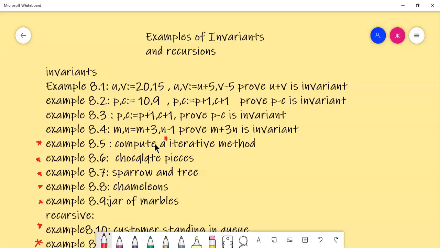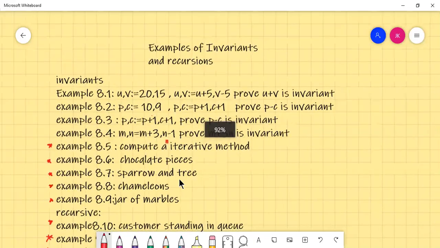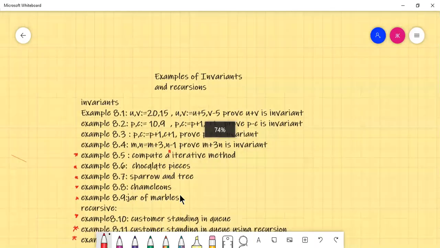This I've told in the last class. Chocolate pieces I've told in the last class. Today I'll be sending a video for this example, and chameleons have already been explained. Jar of marbles, again I'll be sending you the video for that. Clear? Customer standing in queue.